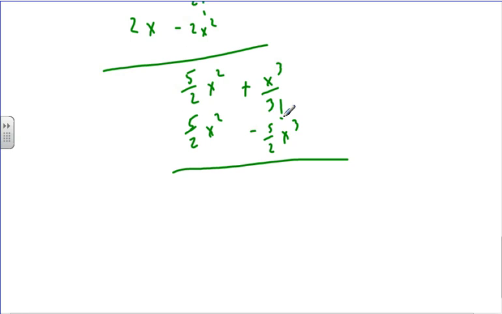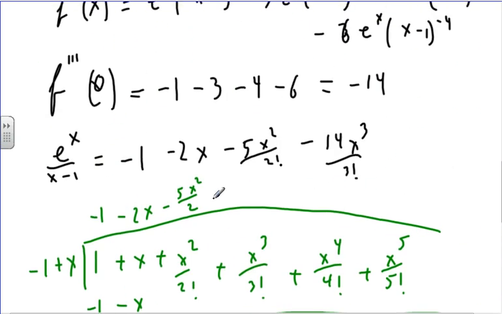plus 5 halves equals, change to a fraction. I got 8/3. So I've got 8/3 x cubed plus x to the 4th over 4 factorial. Okay, so this is going to go in minus 8/3 over x cubed. Minus 8/3 x cubed. And that's not a 14.